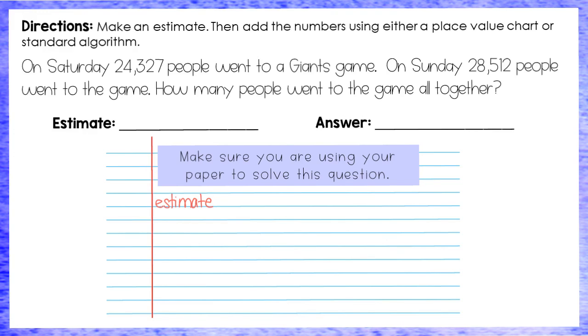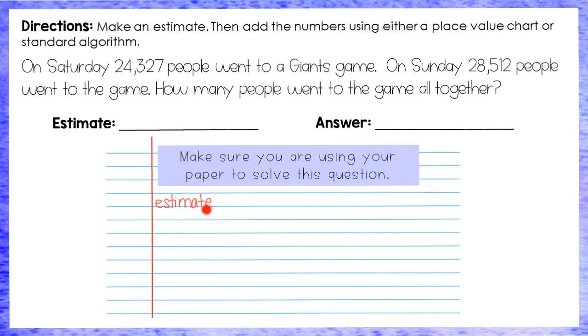I'm going to read the problem to you. On Saturday, 24,327 people went to a Giants game. On Sunday, 28,512 people went to a Giants game. How many people went to the game altogether?